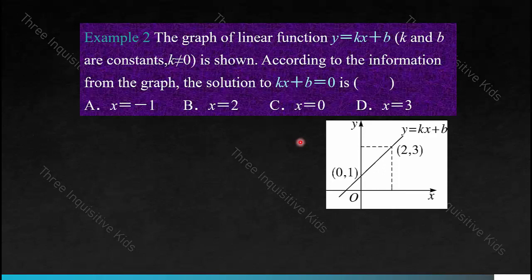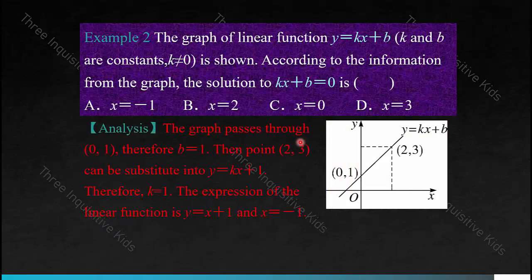We're going to do a final example too. The graph of the linear function y is equal to kx plus b, where k and b are constants and k is not equal to 0, is shown. According to the information from the graph, the solution to this equation is, pause the video and answer on your own.